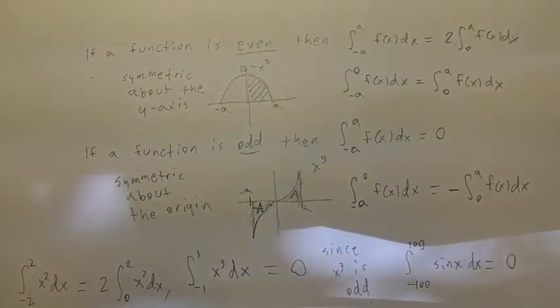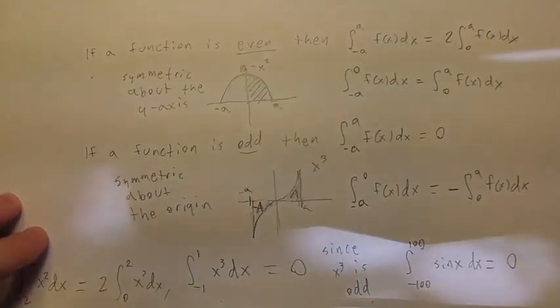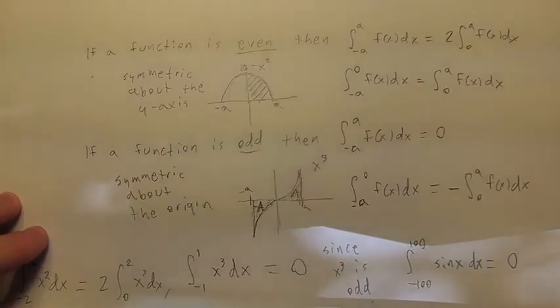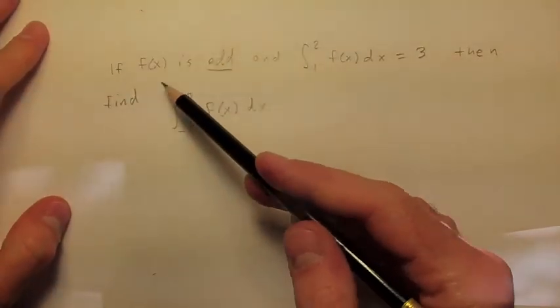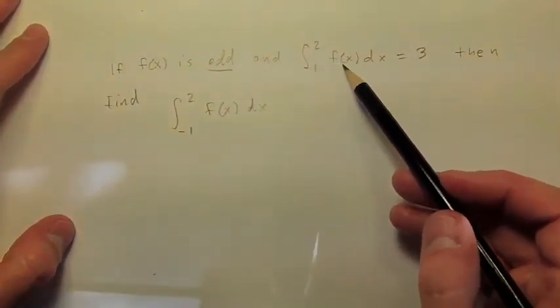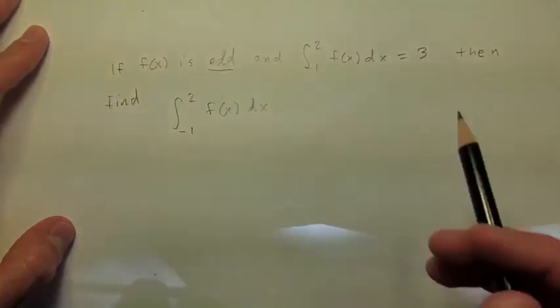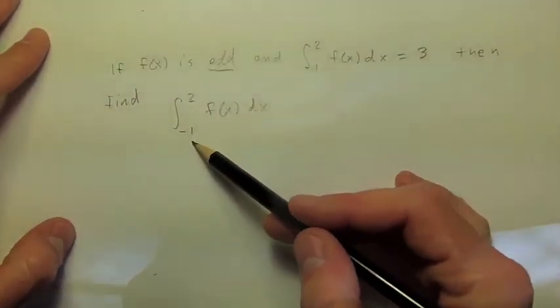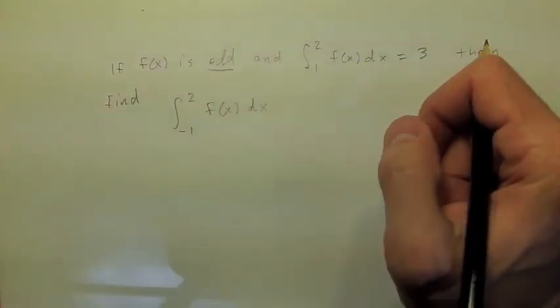Now we can also deal with the integral rules and whatnot as follows, incorporating this. Okay, so let's say I know that f of x is odd, and I know the integral from 1 to 2 of f of x dx is equal to 3. All right, then I want to find the integral from negative 1 to 2 of f of x dx. Okay, so how are we going to do this?